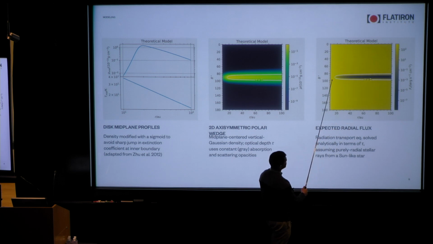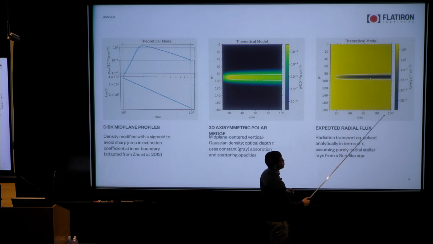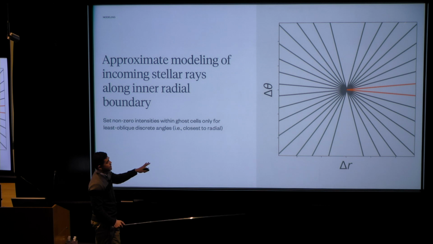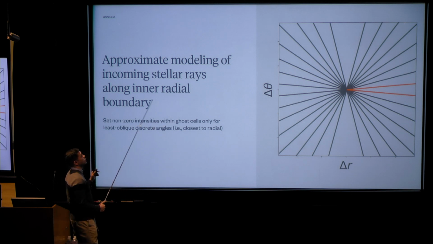But in the optically thick midplane, once the radiation encounters an optical depth of 1, it drops substantially, as far as 10 orders of magnitude or more deeper into the disk and further back toward the end. Now, in attempting to implement this into the Athena++ code, given the angular discretization, we have to be very careful in trying to model these incoming radial stellar rays at that inner boundary.